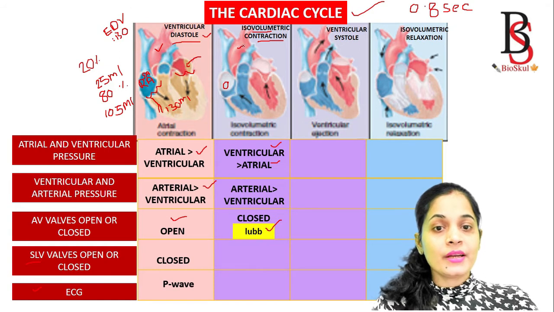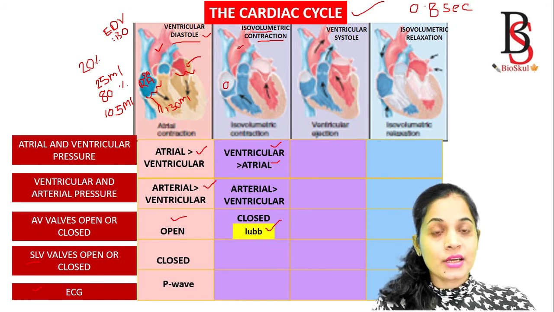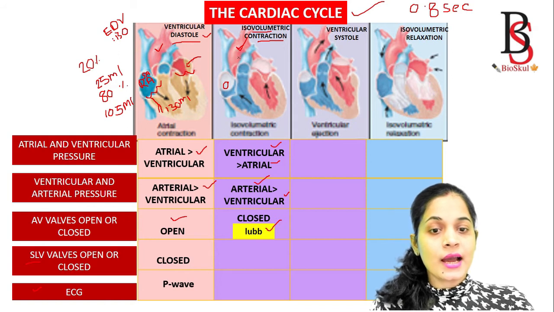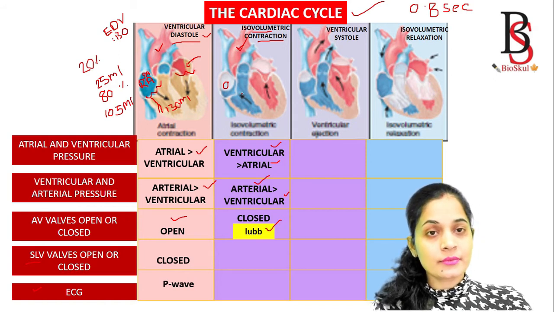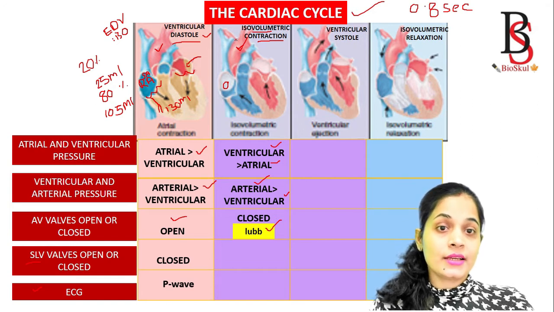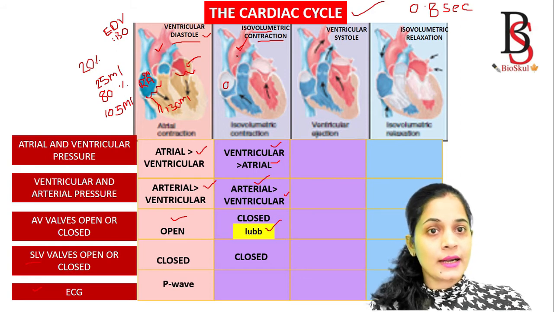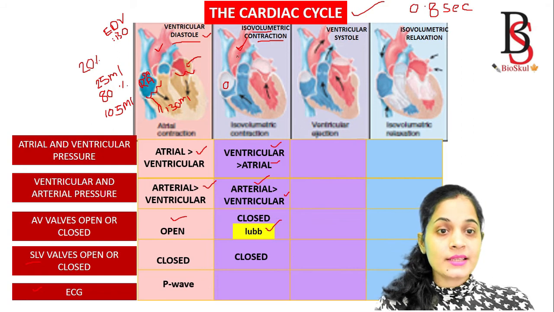Now we will compare the ventricular pressure to the arterial pressure, that is the pressure in the pulmonary artery and systemic aorta. Which one has higher pressure? Obviously the pressure is higher in the arteries than in the ventricles. As the pressure is higher in the arteries, blood cannot move from the ventricles to the pulmonary artery and systemic aorta. That means the blood volume in the ventricle is maintained the same, as it does not move from the ventricles to the arteries. So the semilunar valves are closed.